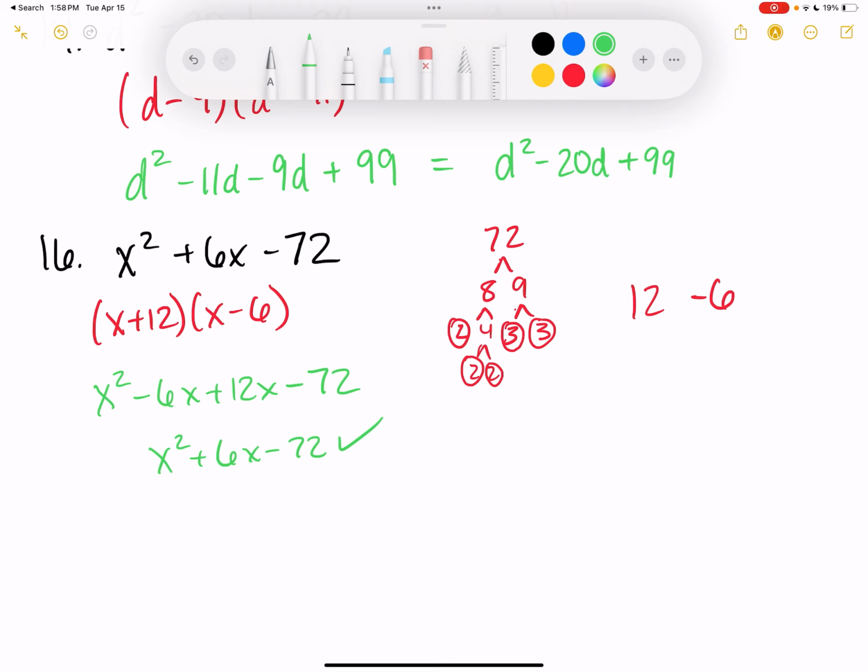Grace, it's negative 12, not 6. Grace, the answers are 6, negative 6, and positive 12. Wait, what's happening?